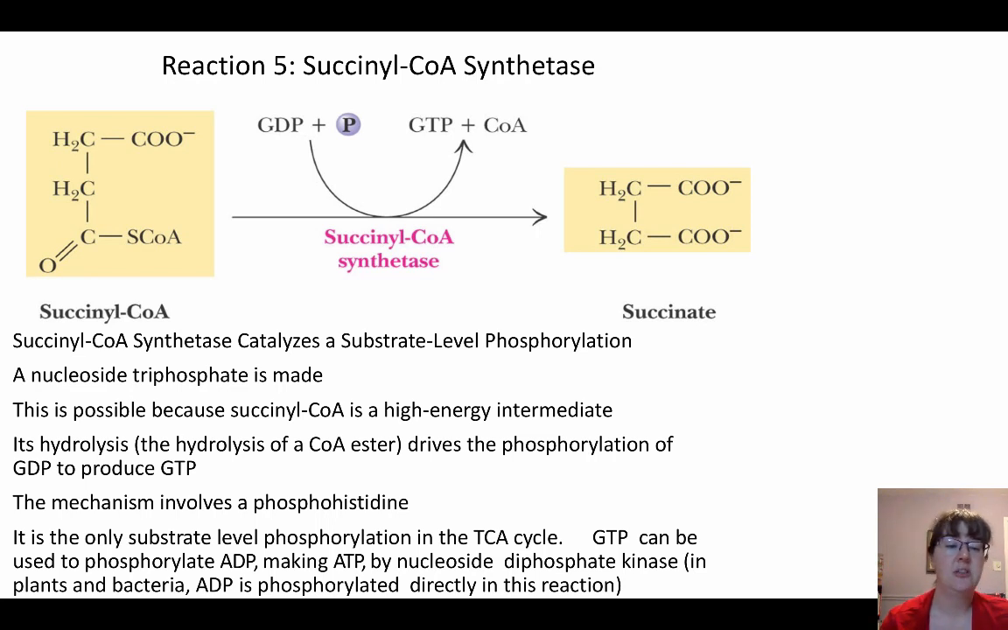This GTP can actually then be used to phosphorylate ADP to make ATP by a nucleoside diphosphate kinase. In plants and bacteria, in this reaction, you usually just use ADP to get phosphorylated to ATP directly. So whenever we talk about the TCA cycle, sometimes you'll see them say that you make a GTP, sometimes you'll hear them say that you make an ATP, sometimes they'll just be vague and say a nucleoside triphosphate. As far as I'm concerned, we're going to basically use that GTP, ATP interchangeably here, so it doesn't matter to me which one you're talking about, because essentially they're interchangeable since you can go from GTP to ATP.